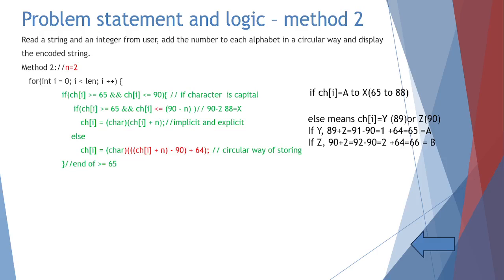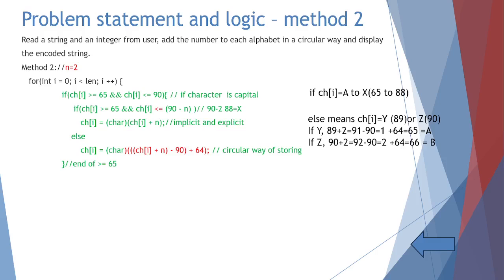A. Let's say the second case. If at all the character is Z, then ch of I, that is Unicode value of Z is 90, plus n is 2, 92 it becomes. Then minus 90, we come to know the difference is 2. So 64 plus 2 becomes 66, that is B, circular way.